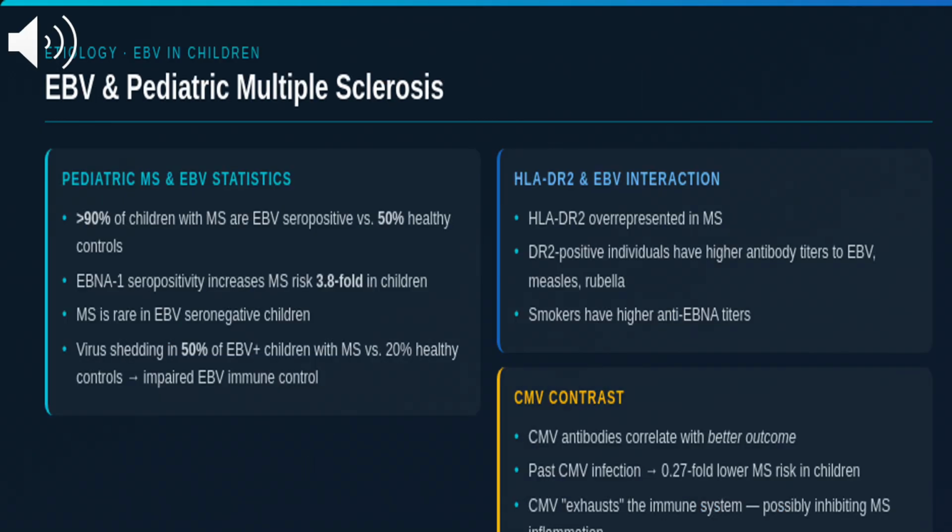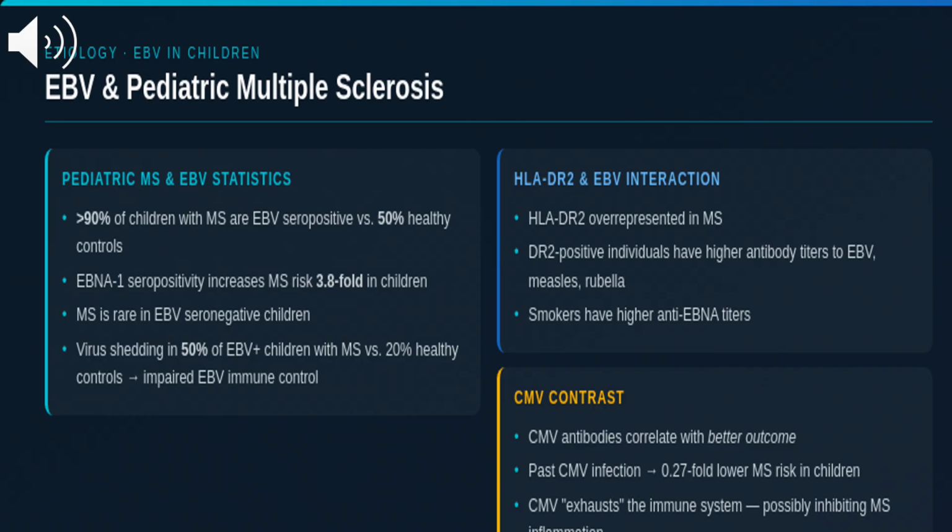The EBV story is even more compelling when we look at pediatric MS, because in children, the confounding factors that complicate adult studies are largely absent. Over 90% of children with MS are EBV seropositive, compared to only 50% of healthy children the same age. This is a striking enrichment. The seropositivity to EBNA1 protein increases MS risk 3.8-fold in children, and MS is genuinely rare in EBV seronegative children.